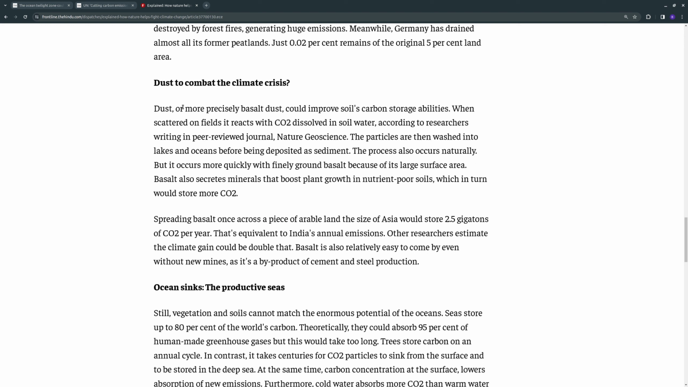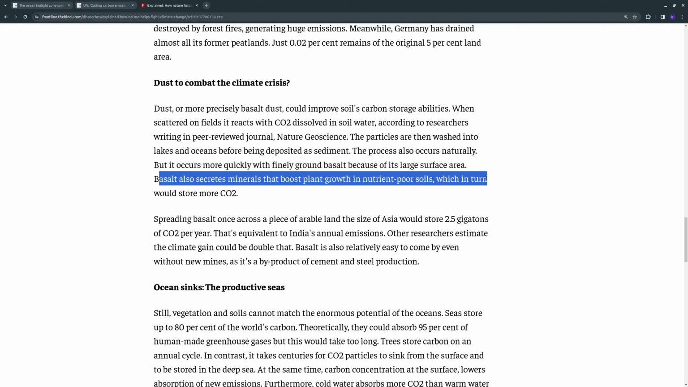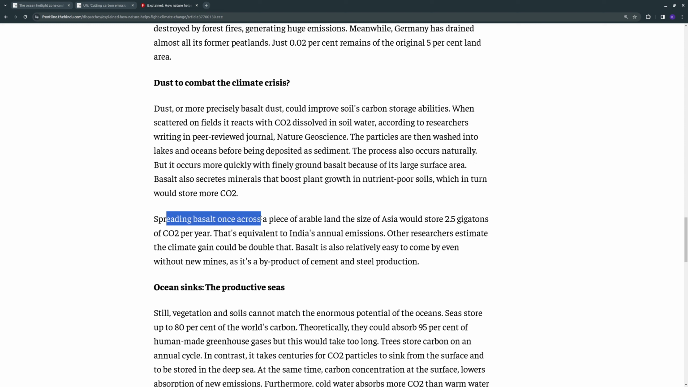Dust to combat the climate crisis. Dust, or more precisely basalt dust, could improve soil's carbon storage abilities. When scattered on fields, it reacts with carbon dioxide dissolved in soil water, according to researchers writing in a peer-reviewed journal. These particles are then washed into lakes and oceans before being deposited as sediments. The process also occurs naturally, but it occurs more quickly with finely ground basalt because of its large surface area. Basalt also secretes minerals that boost plant growth in nutrient-poor soils, which in turn would store more carbon dioxide. Spreading basalt once across a piece of arable land the size of Asia would store 2.5 gigatons of carbon dioxide per year. That's equivalent to India's annual emissions. So spreading basalt is discussed in this article.